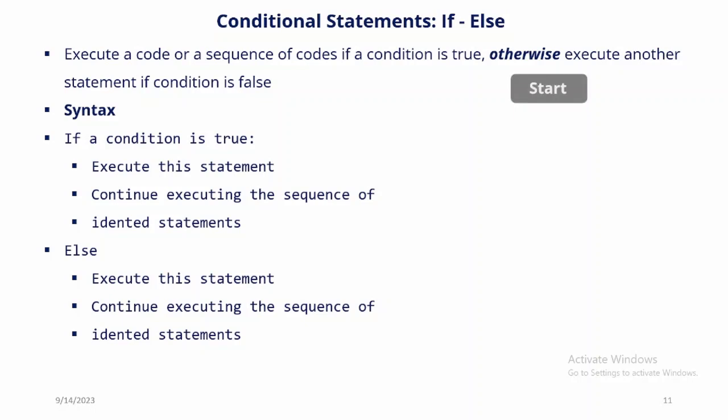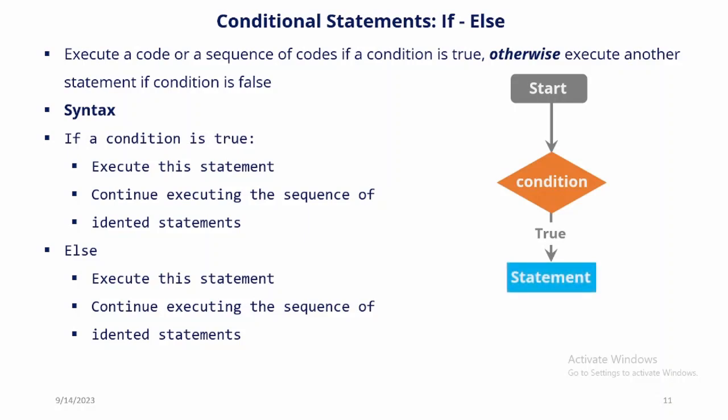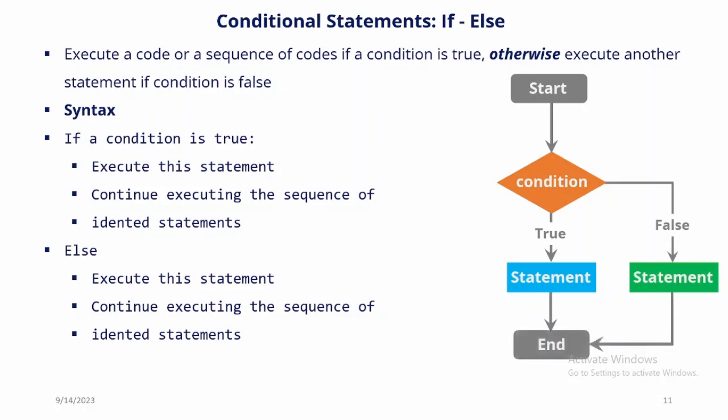So the flowchart looks like this. We start, then we test the condition. If the condition is true, we execute a statement or a sequence of statements. If the condition is false, we also execute another statement or a sequence of statements before we finally go to the end of the program.